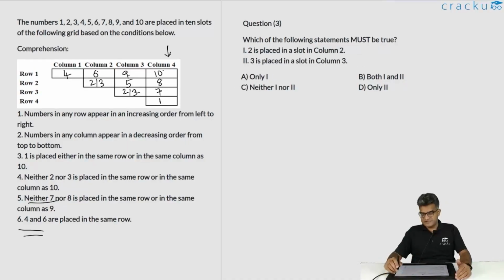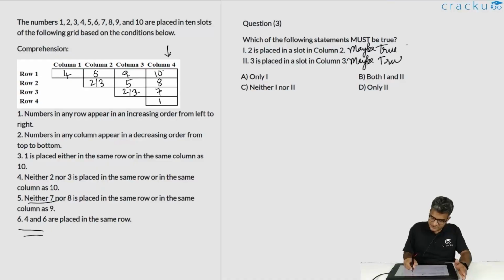Which of the following statements must be true? 2 is placed in a slot in column 2. This may be true. We can't say that this is definitely true. This is maybe true because that number can be either 2 or 3. 3 is placed in a slot in column 3. That also may be true.